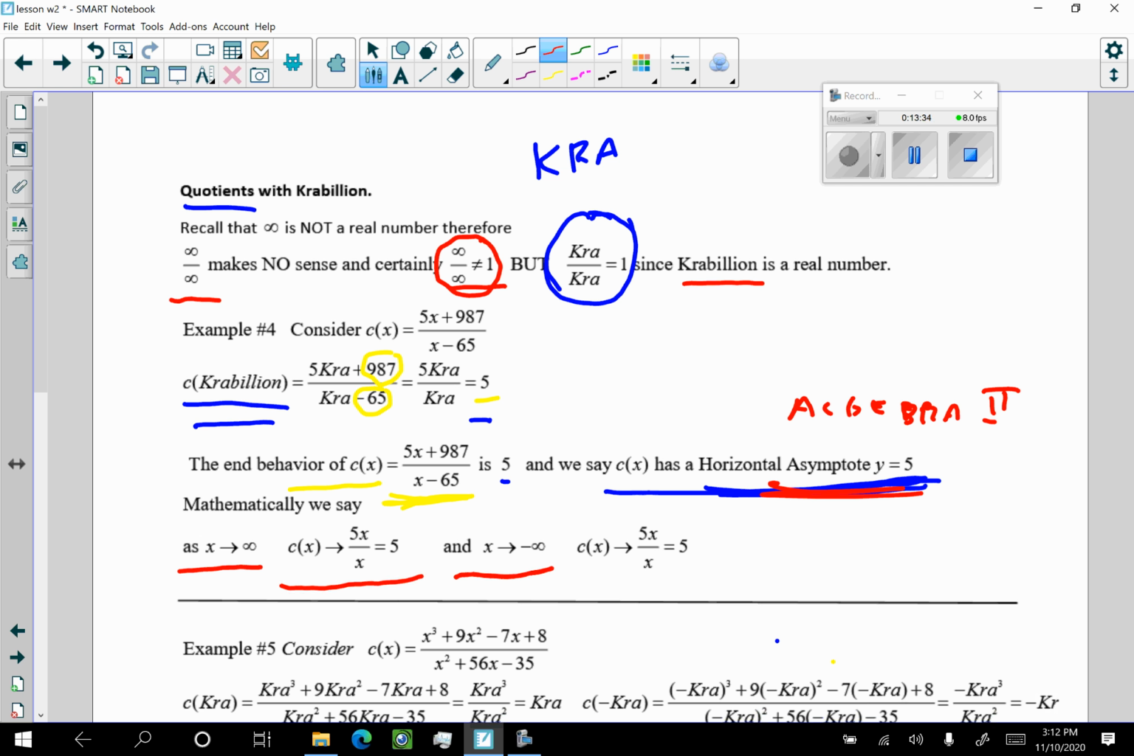As x goes to negative infinity, this would go to 5 as well. Because what is C of negative kerbillion? C of negative kerbillion is equal to 5 times negative kerbillion over negative kerbillion. Negative divided by negative is positive, so that's equal to 5 as well. Okay, let's continue on.